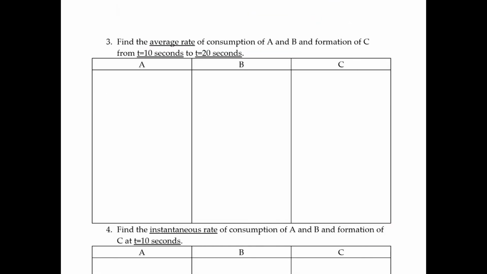Let's do one more example where we're going to go from now t equals 10 seconds to t equals 20 seconds. So it's not from the beginning, it's from a middle time to another middle time. Well, let's rewrite the equation briefly, and it's going to be 2A plus B yields 2C. And we're going to look at the concentrations of A at time equals 20 and time equals 10. Those concentrations are 0.5 and 0.25.